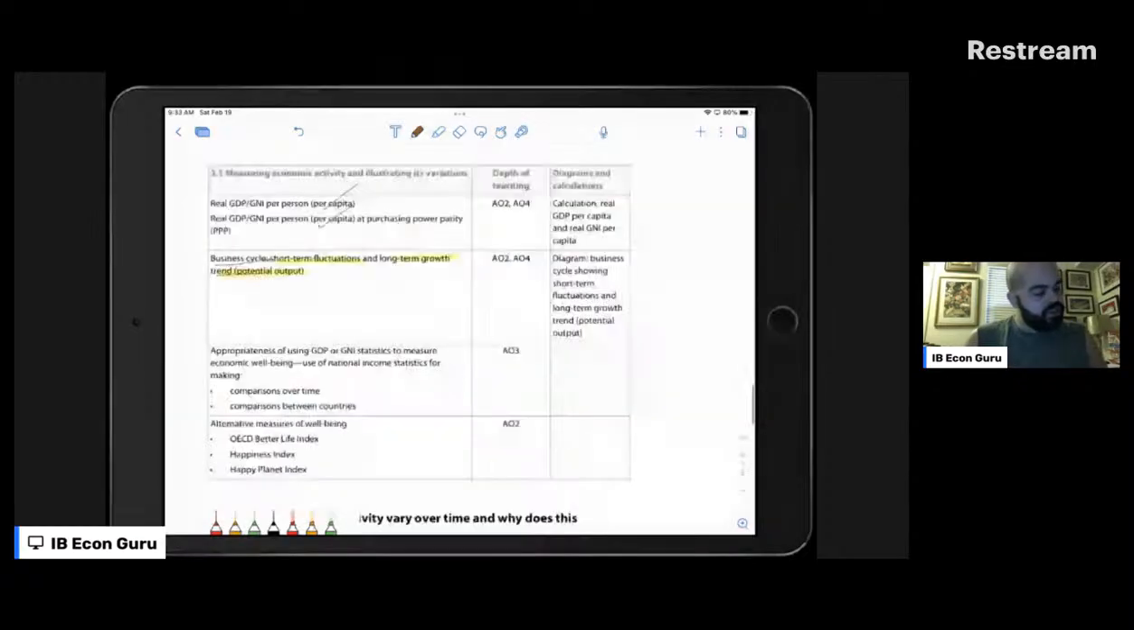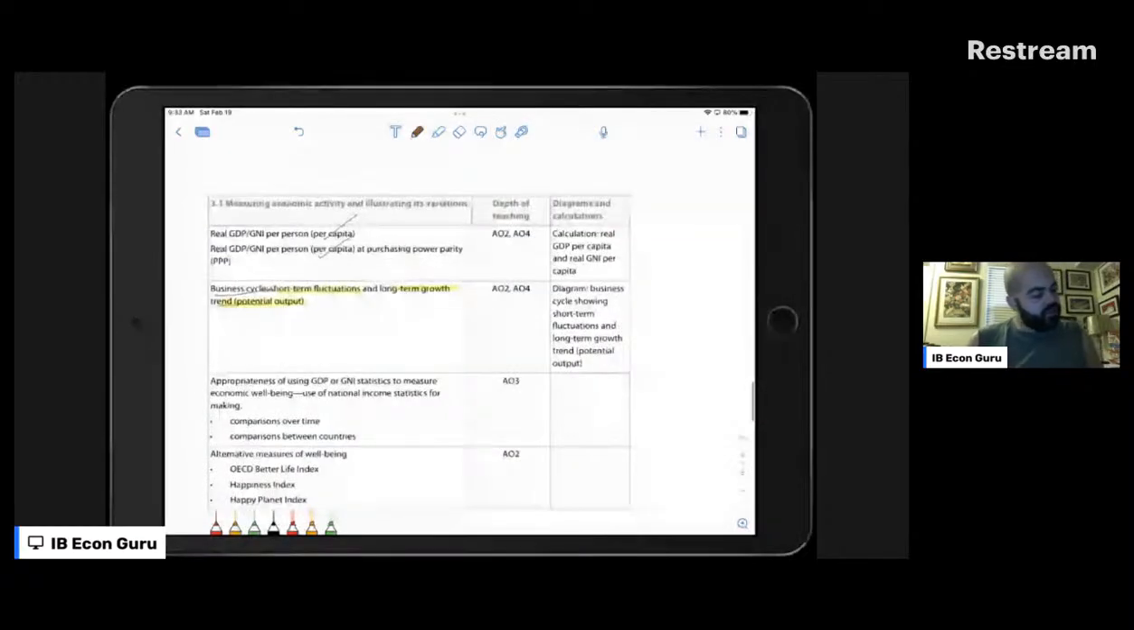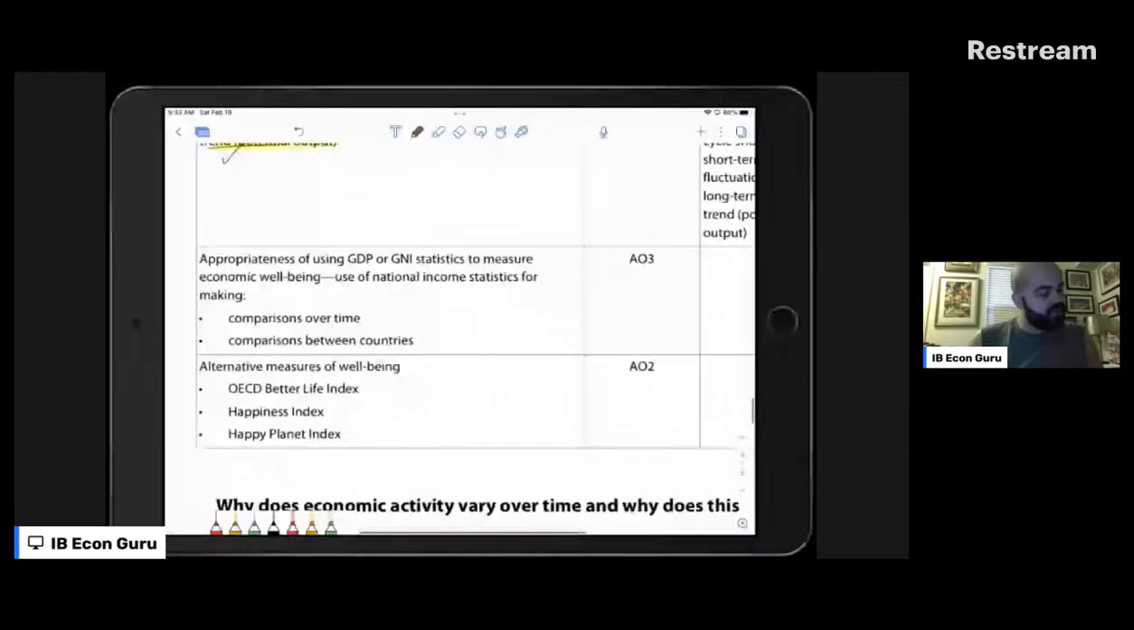Now, I'm just going to talk about the appropriateness of using those statistics. First of all, GDP and GNI statistics, remember, allow us to measure economic well-being and compare between countries. But comparisons over time can only be done if we use real measurements, which means to be able to compare over time, we need to adjust for inflation. And that's why we make that adjustment from nominal to real.